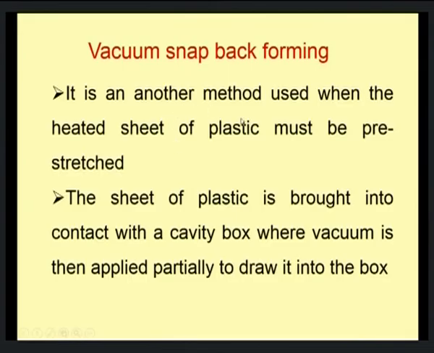The next variation in vacuum forming is vacuum snapback forming. It is another method used when the heated sheet of plastic must be pre-stretched.